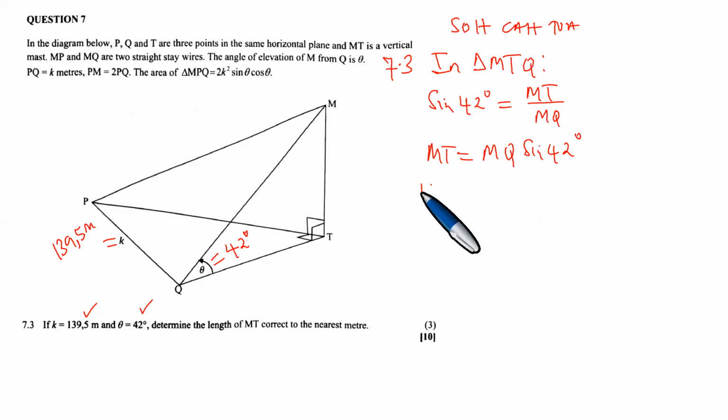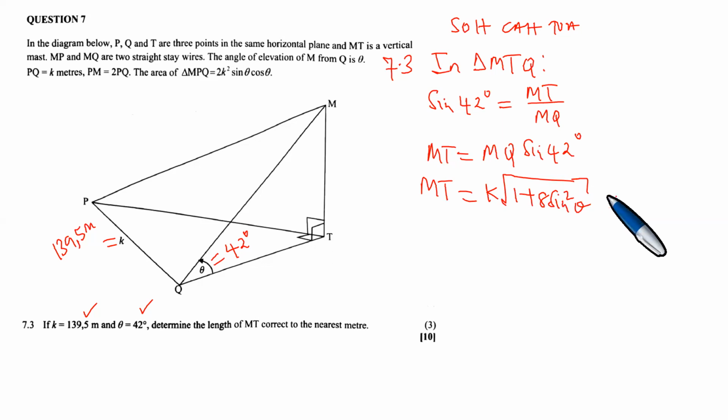So which means that here we have MT only. MT is actually k times the square root of 1 plus 8 sine squared of theta, times the sine of 42 degrees.